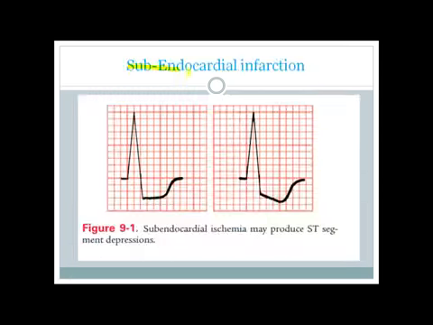Here you can see the typical features of subendocardial infarction, which is characterized by ST depression. So here you can see ST depression and also another ST depression.